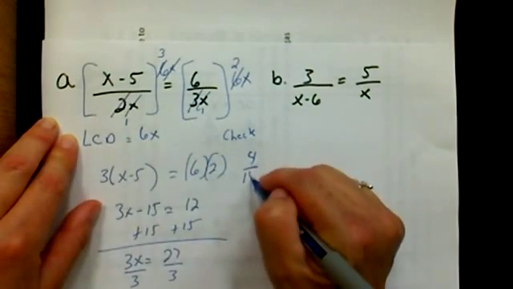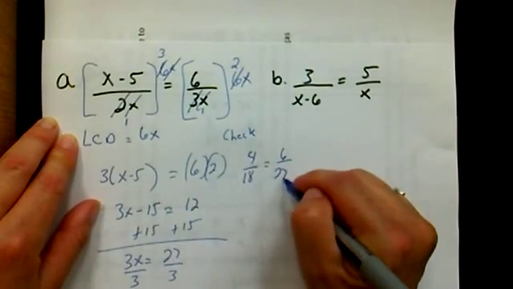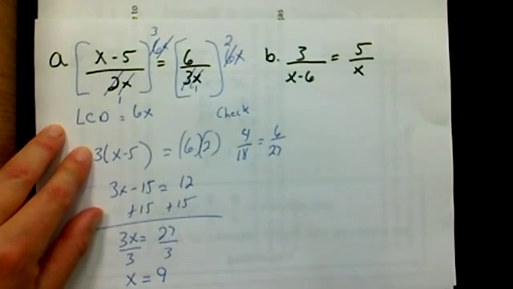2 times 9 is 18. Then I have 6, and 3 times 9 is 27. But if I cross multiply in each of these, I will find out that they equal each other, so I know I did it right.